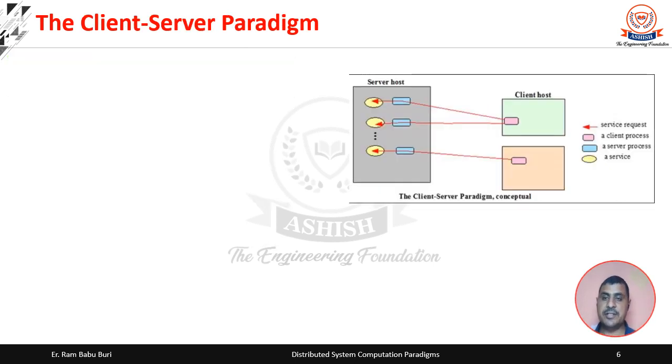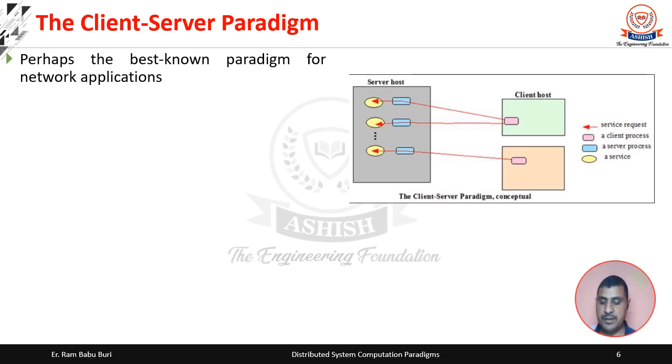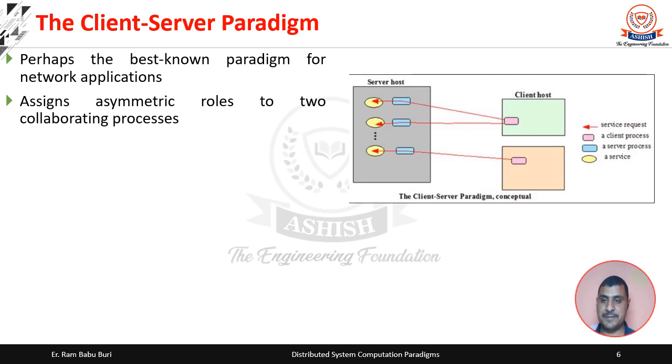Next is the client server paradigm. The client server paradigm is a popular paradigm for distributed applications. In this paradigm, there are two types of processes. First is the client and another is the server. Servers are processes that provide services to clients, and clients are processes that request services from servers.